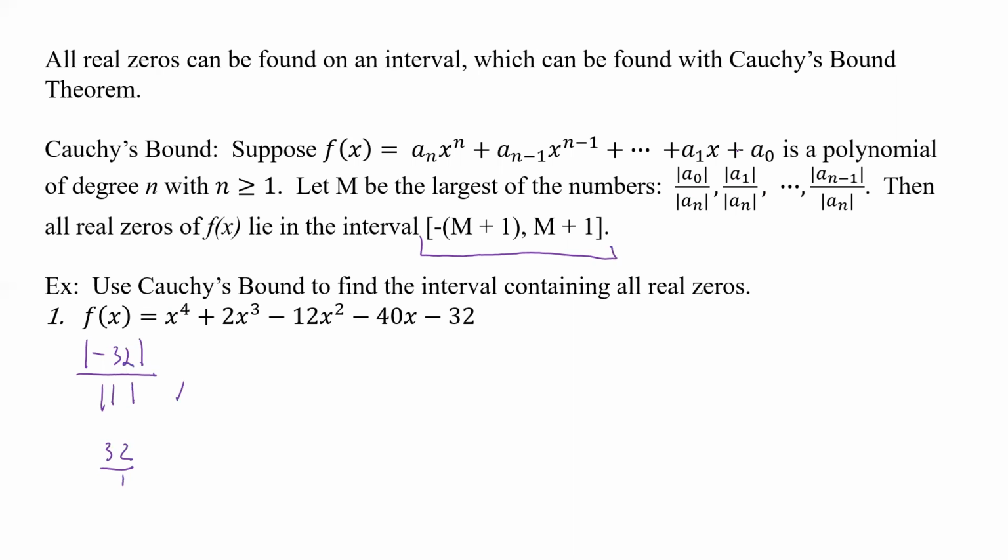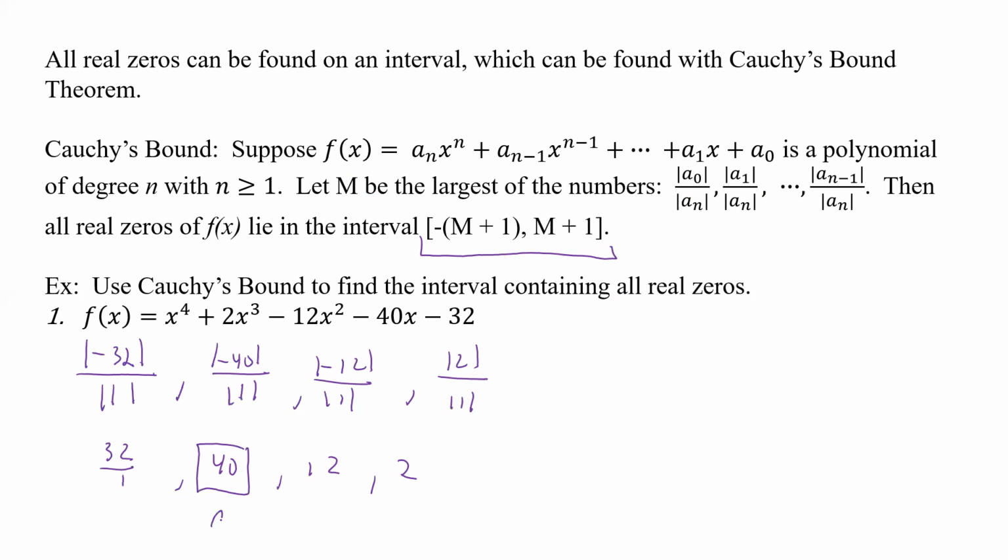Now we go to a1, the one on the x, which is negative 40, so the absolute value of negative 40 over 1 again, and that's going to be 40. Then we do a2, the next one. We take the absolute value of negative 12 over the absolute value of 1, and that gives us 12. Our final one is the absolute value of 2 over the absolute value of 1, which is 2. What does that tell us? The largest of 32, 40, 12, or 2 is 40. That's going to be our m.